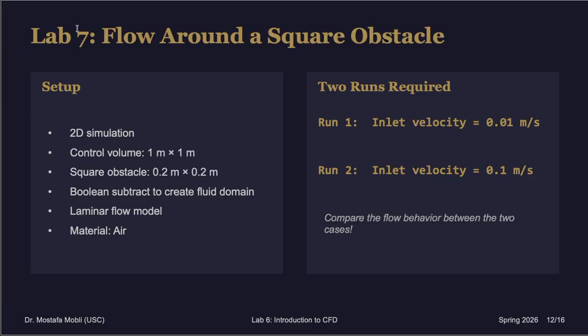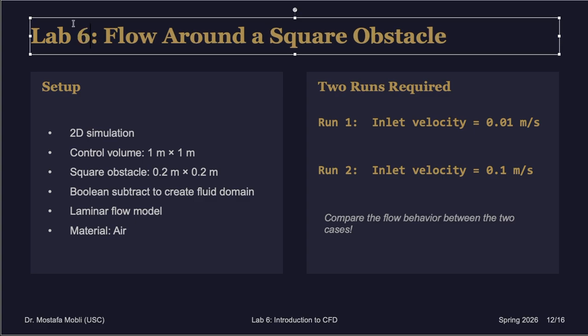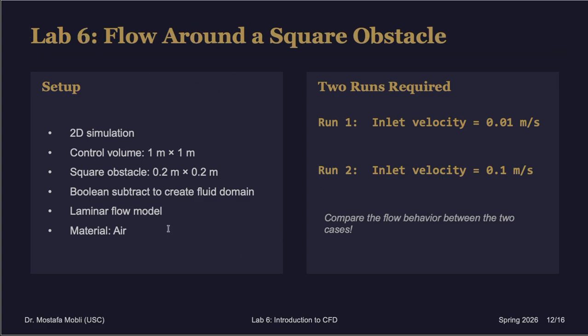Okay, so what is it that we are analyzing? This is lab 6, I'm sorry. We are going to analyze the flow around a square. This is a two-dimensional simulation. Our control volume, which is essentially the enclosure around the square, this is the thing that we didn't have in computational mechanics, is supposed to be 1 meter by 1 meter. The obstacle itself, the square itself, is 20 centimeters by 20 centimeters. We're going to use a Boolean operation to remove the square from the control volume, because that fluid domain is the domain of interest, not the square itself, unlike the previous lab.